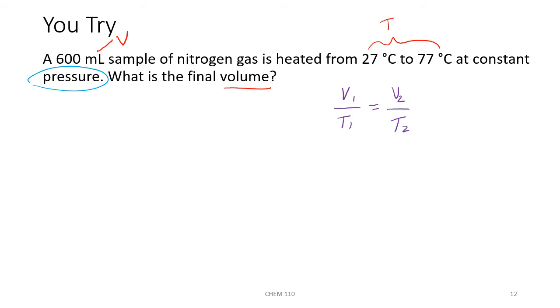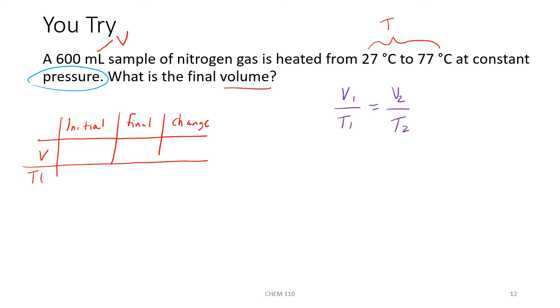We can also fill out our chart. So initial, final, and the change. And then the variables that we're looking at in this case are going to be the volume and the temperature, but we also have to be sure to convert our temperature, which is given to us in degrees Celsius, into units of Kelvin. So let's list temperature twice here.